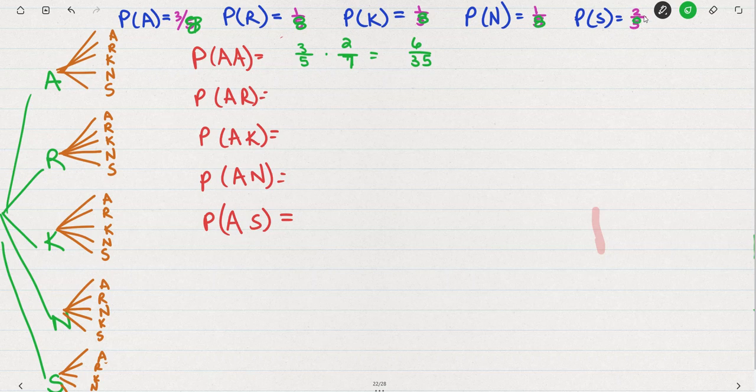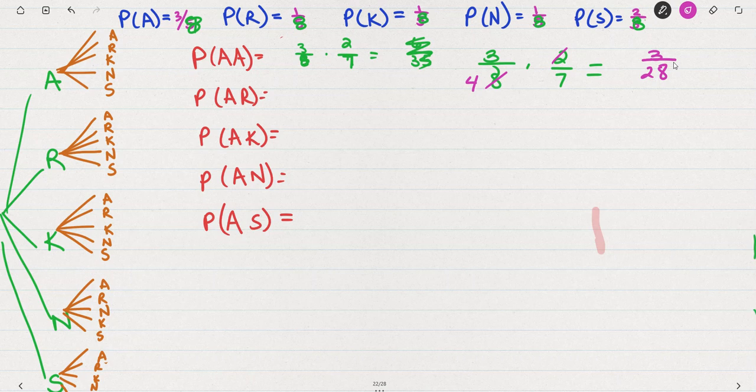Because there's 8 tiles total, so 3 over 8 times 2 over 7 would give us 6. Let me rewrite that to make sure everyone's got that. 3 over 8, 2 over 7, and I apologize I didn't catch that before I started filming this. So 3 over 28. And then let's make sure we can continue this.